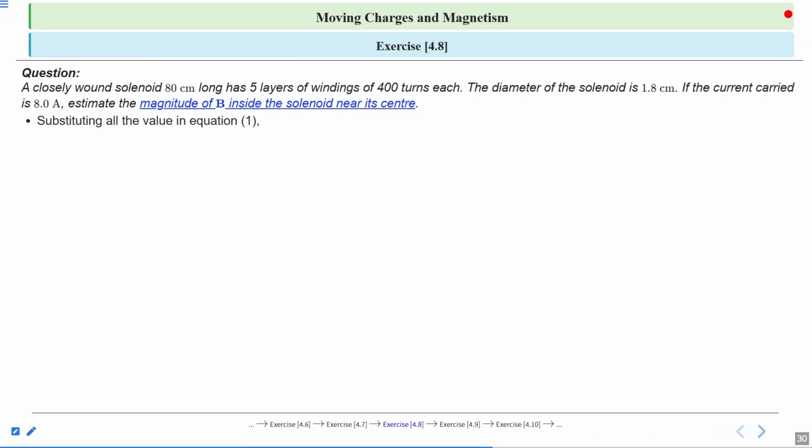Now substituting all the values in equation 1, B equal to 4 pi into 10 to the power minus 7 into 2000 into 8 upon 0.8. After putting all the values: what is the length? 0.8 meter. What is the total number of turns? 2000. And what is the current? 8 ampere. So B equal to 64,000 pi into 10 to the power minus 7 upon 0.8.